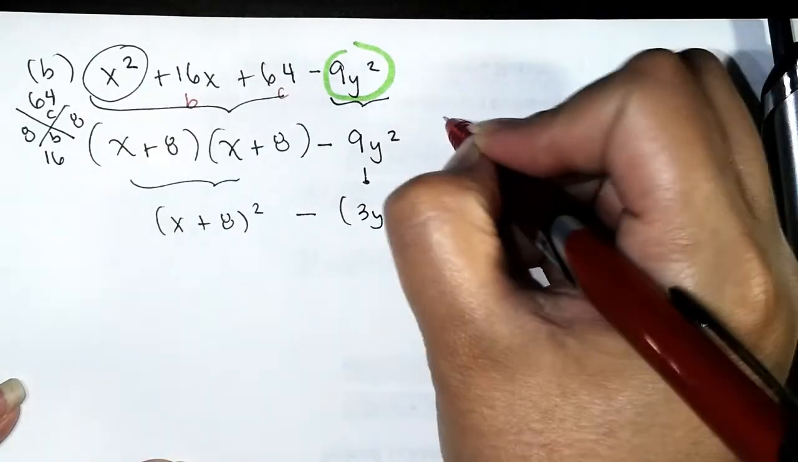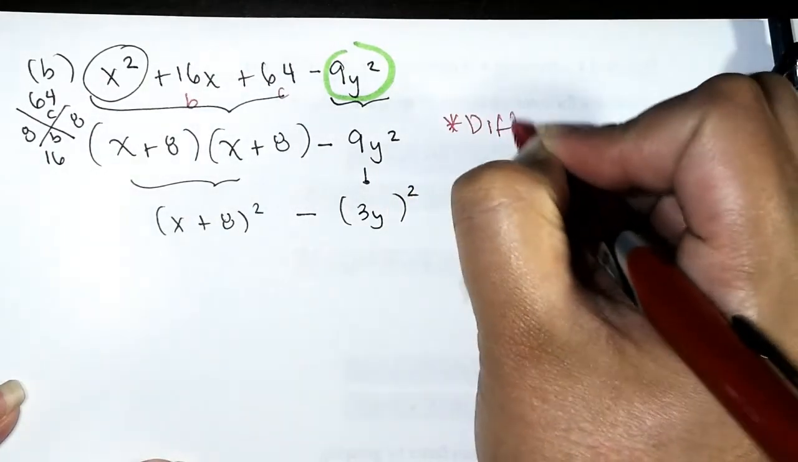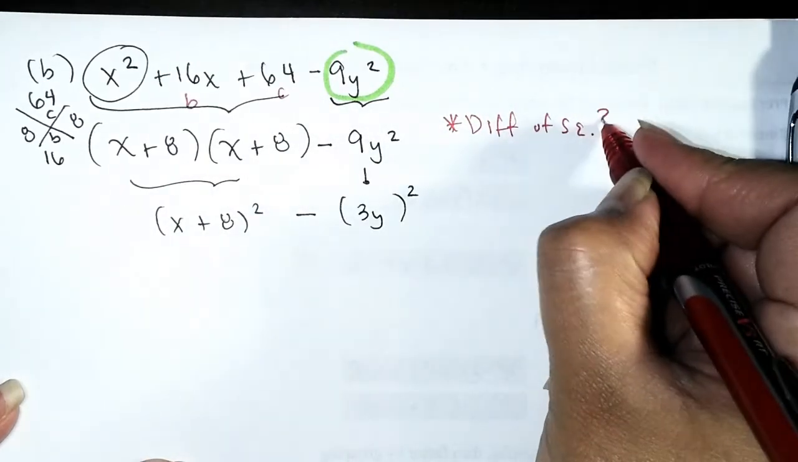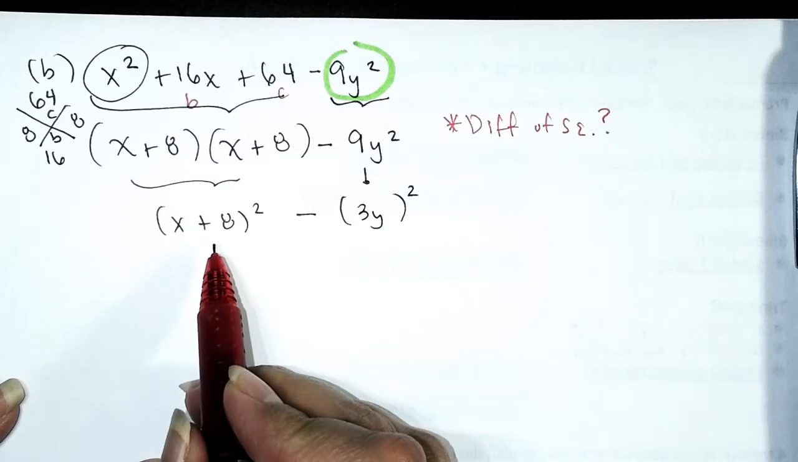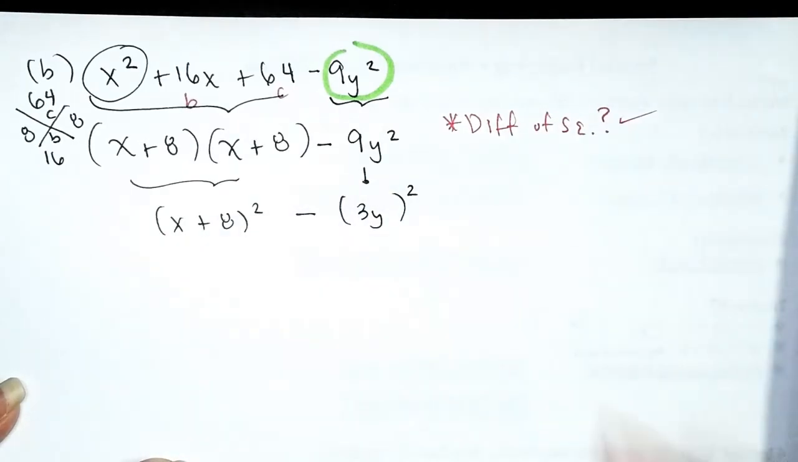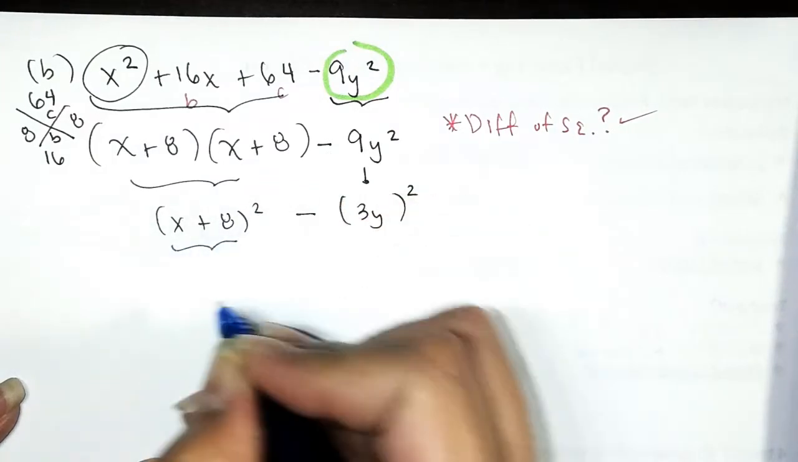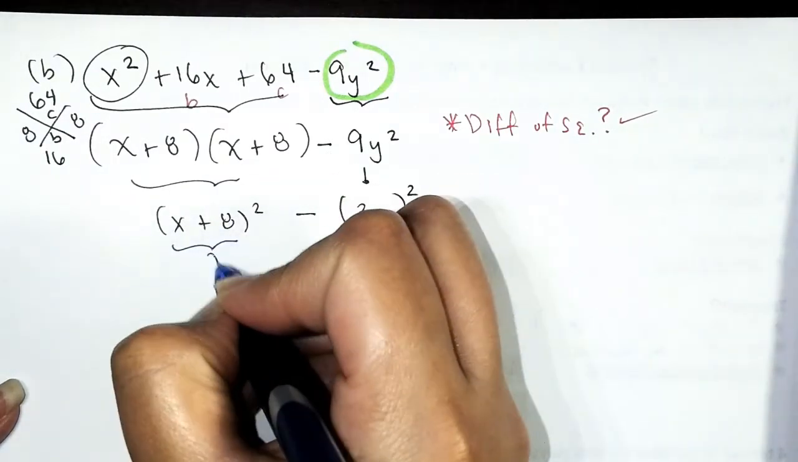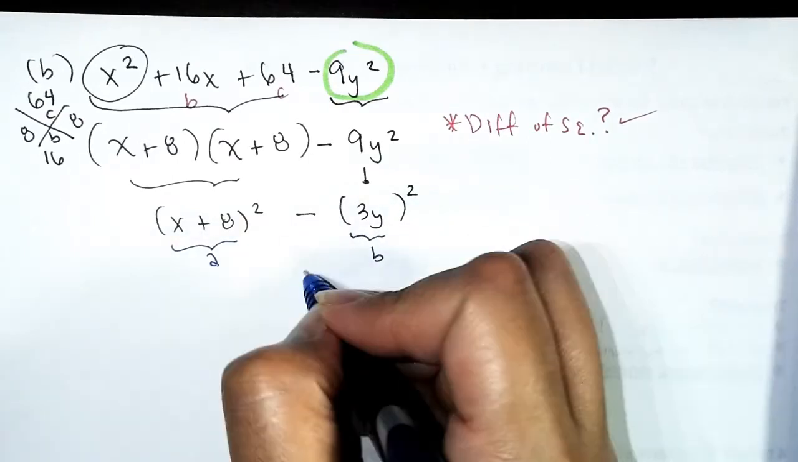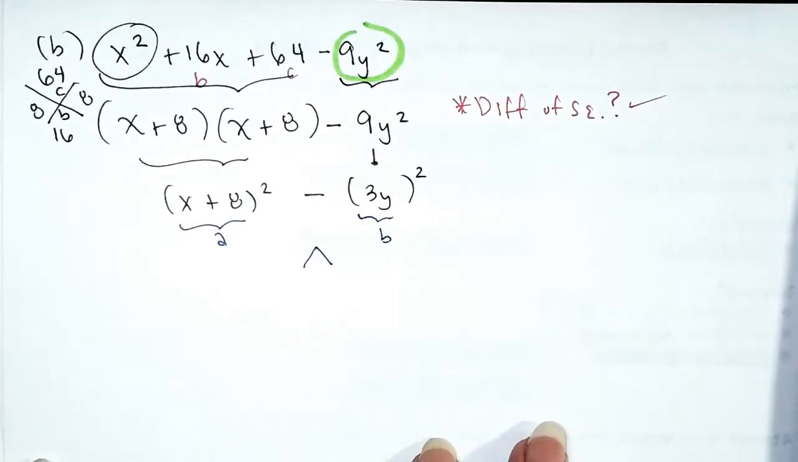So the question that we wanted to ask ourselves, do we have a difference of squares? Okay, question mark. Yeah, so we have something squared minus something squared. The answer is yes. Let's identify the bases. Our first base is x plus 8, so that's like our A. Our second base is 3y, that's like our B. So let's go ahead and factor.